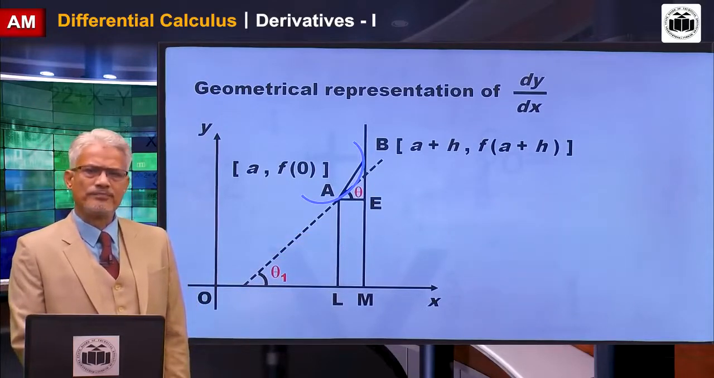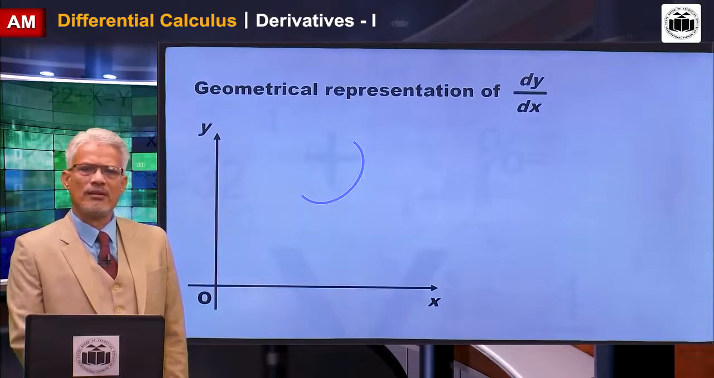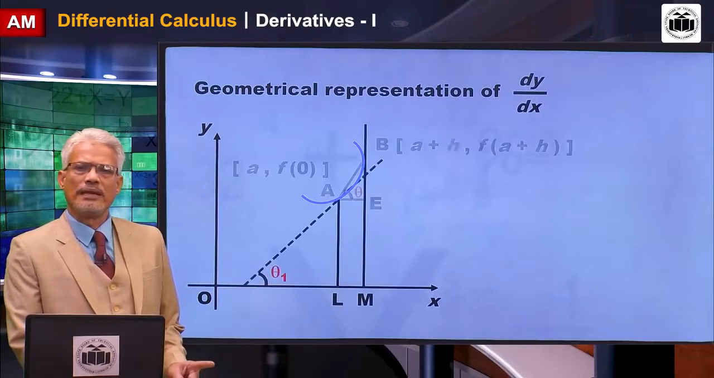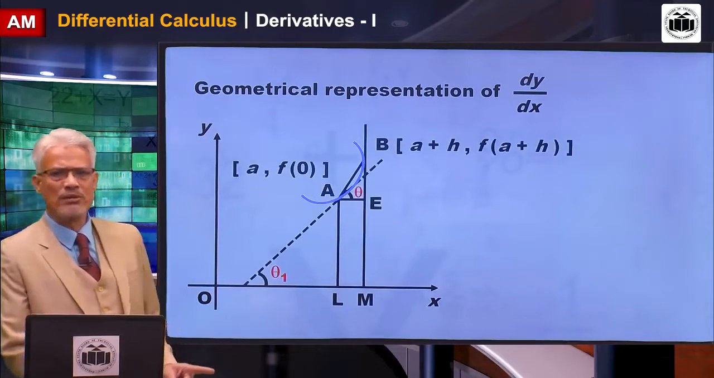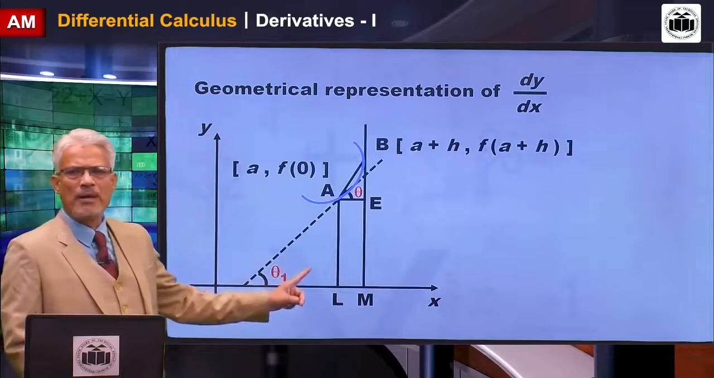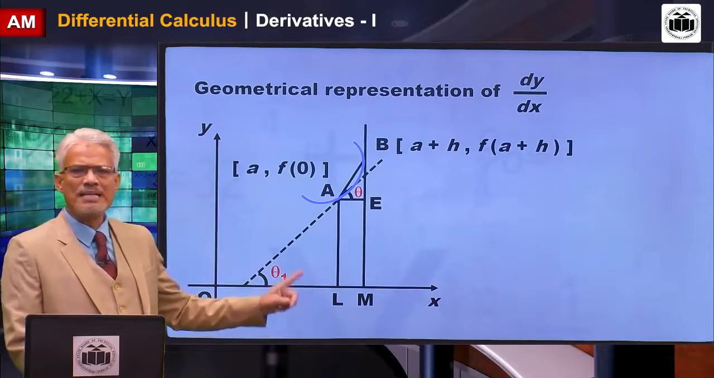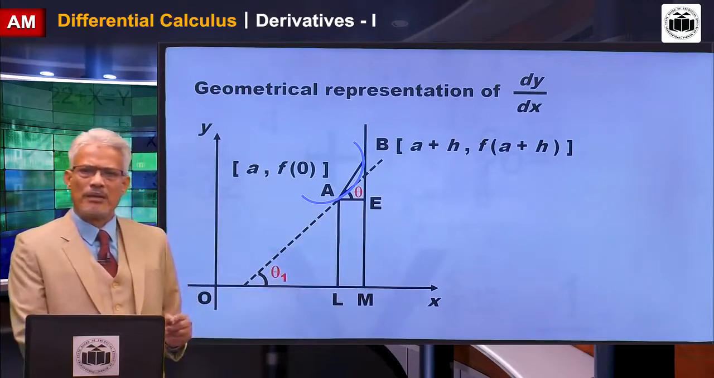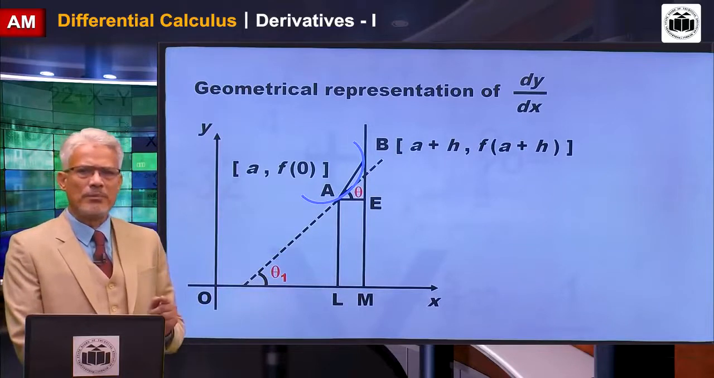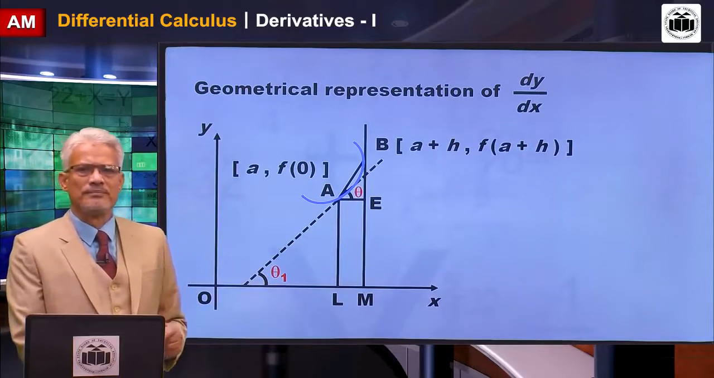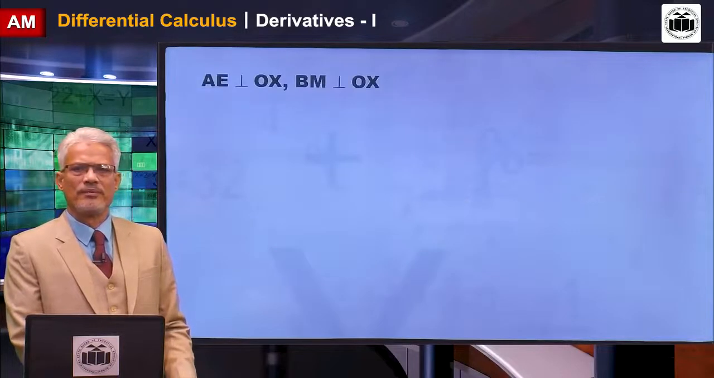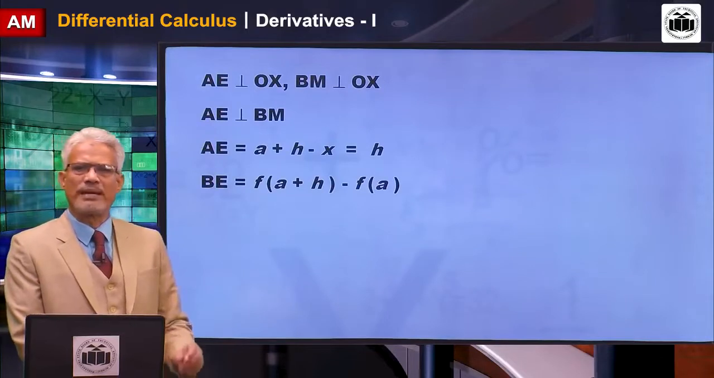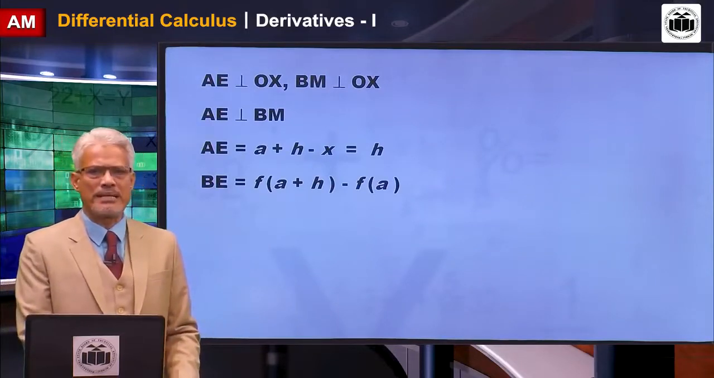Now you see again, this is a curve. A and B are two distinct points on it. AL and BM are perpendicular on the x-axis. AC is perpendicular on BM. Theta is the angle between BA and AC. Therefore, it is clear from the diagram, AC is equal to a plus h minus a.